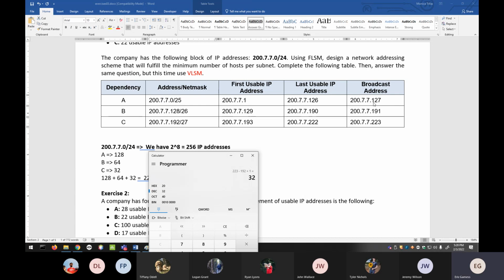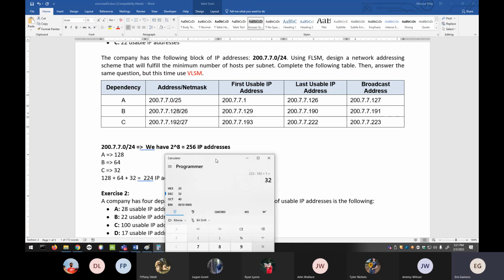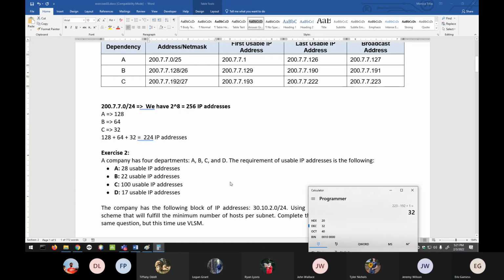For example, if you do 127 minus 0 plus 1, this will be 128 because A has a total of 128 IP addresses. If you do 191 minus 128 plus 1, it has to be 64, sorry, because B has 64 IP addresses, no? Did you get it?